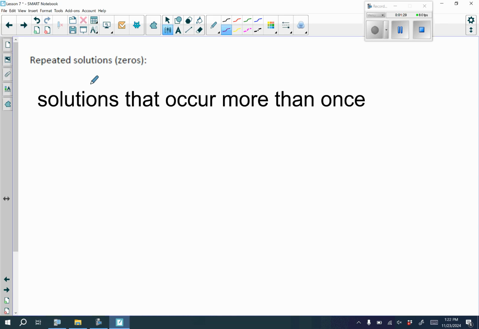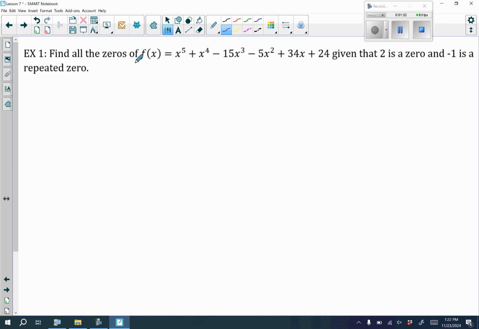Okay, let's look at our first example. It says find all the zeros of f of x equals x to the 5th plus x to the 4th minus 15x cubed minus 5x squared plus 34x plus 24, given that 2 is a zero and -1 is a repeated zero. Okay, so when we are doing this, as we talked about, we're going to use synthetic division to solve. Now, when we did lesson 6, remember we talked about if they did not give us a zero, we had to use the rational zero theorem. But notice here that they gave us 2 and -1 as the repeated zero.